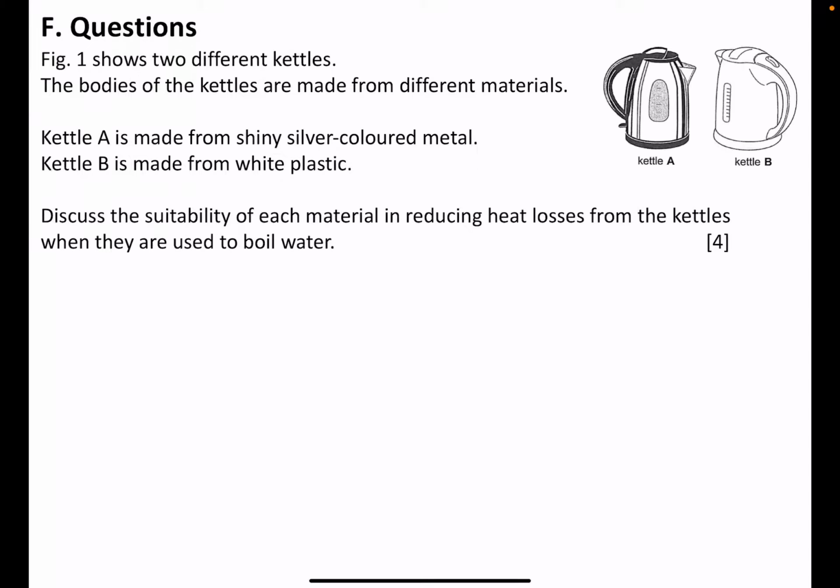In this question, there are two kettles. The bodies of the kettles are made from different materials. Kettle A is made from shiny silver color metal. Kettle B is made from white plastic. Discuss the suitability of each material in reducing heat loss from the kettles when they are used to boil water. In this question, you have to describe or discuss all the properties of the materials: shiny, silver color, metal, white, and plastic.